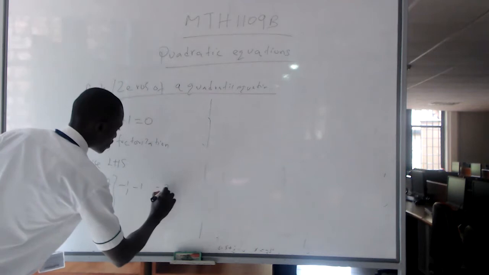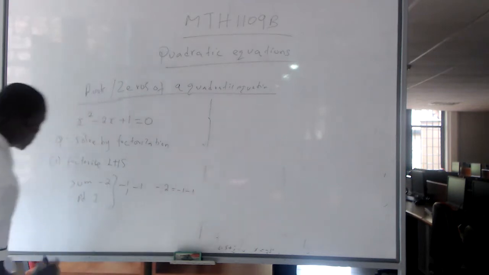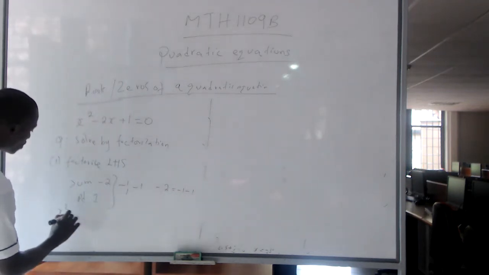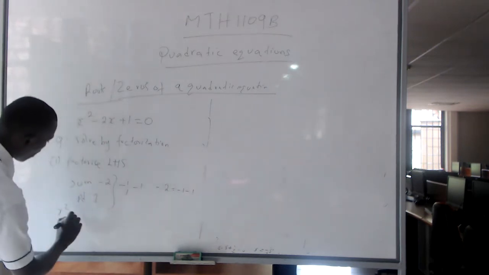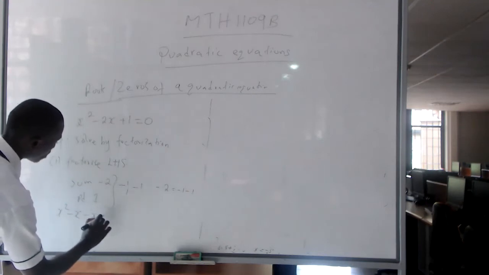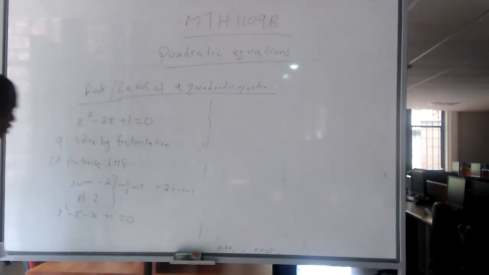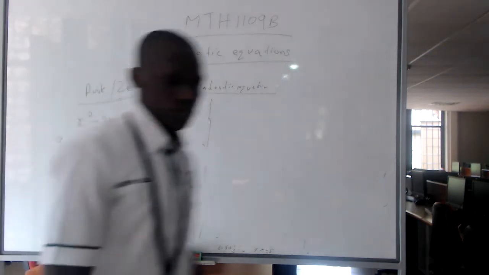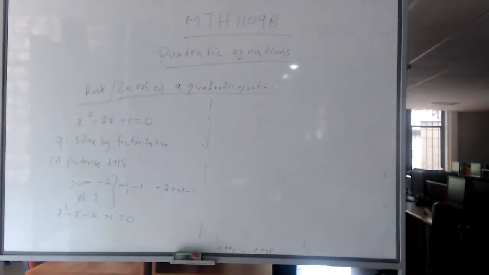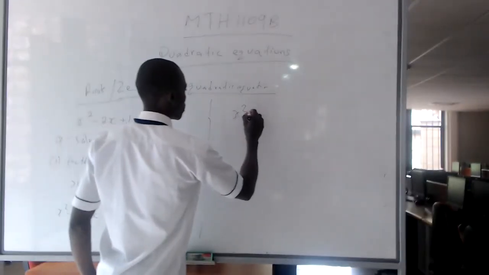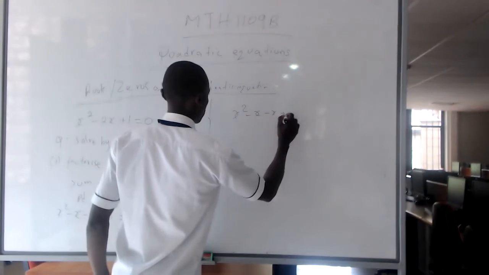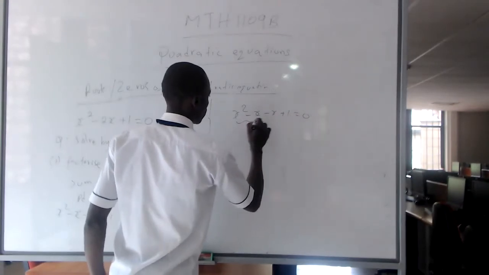So I can write -2 as -1 minus 1. Therefore, instead of -2x, I want to write -2 as -1 minus 1. So I will have x squared minus x minus x plus 1 is equal to 0. Good, so you need to group these terms. So x squared minus x is your first group, and minus x plus 1 is the second group.